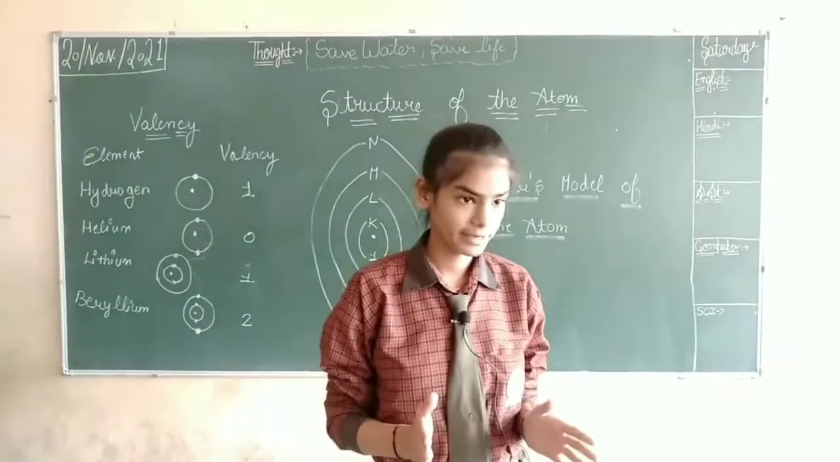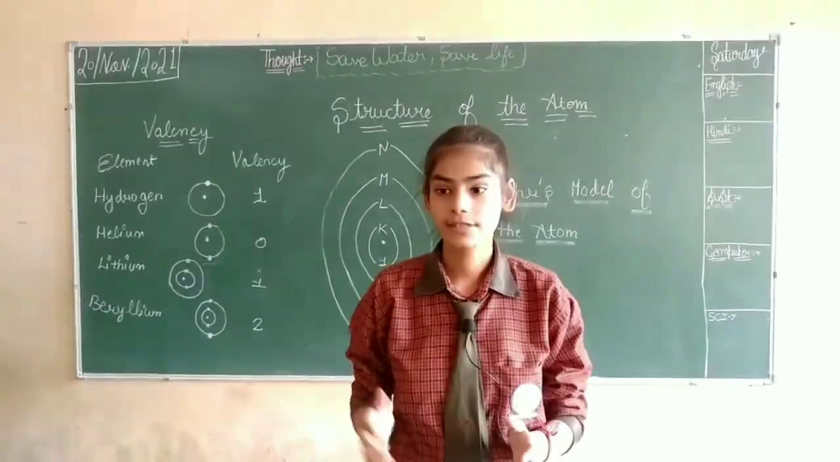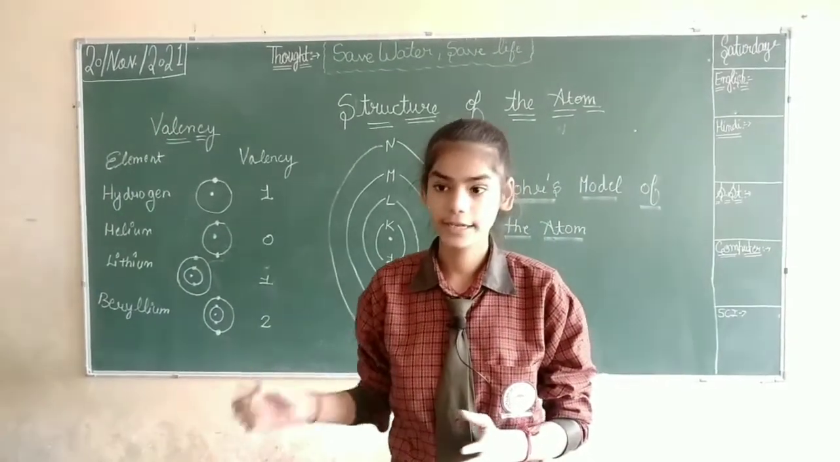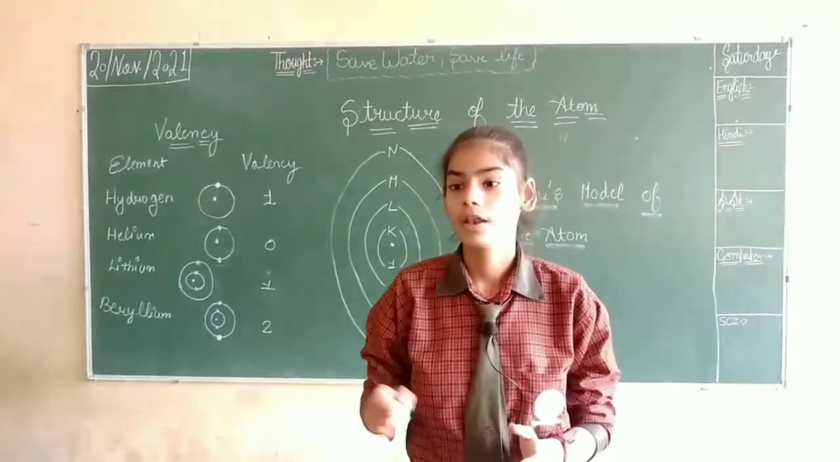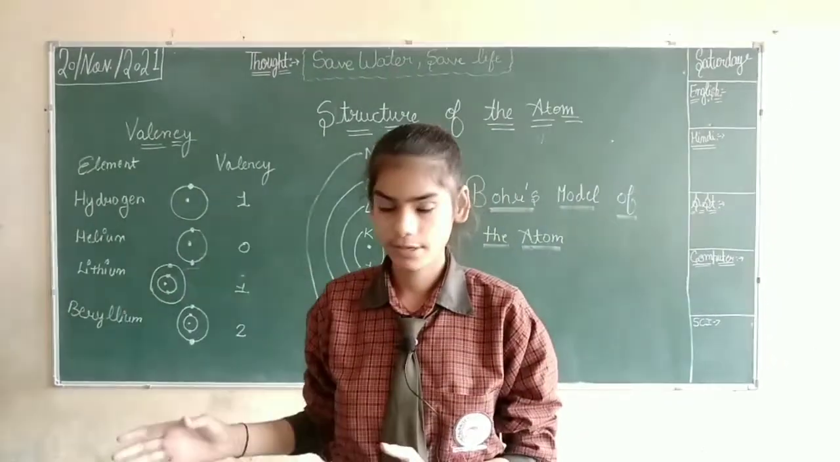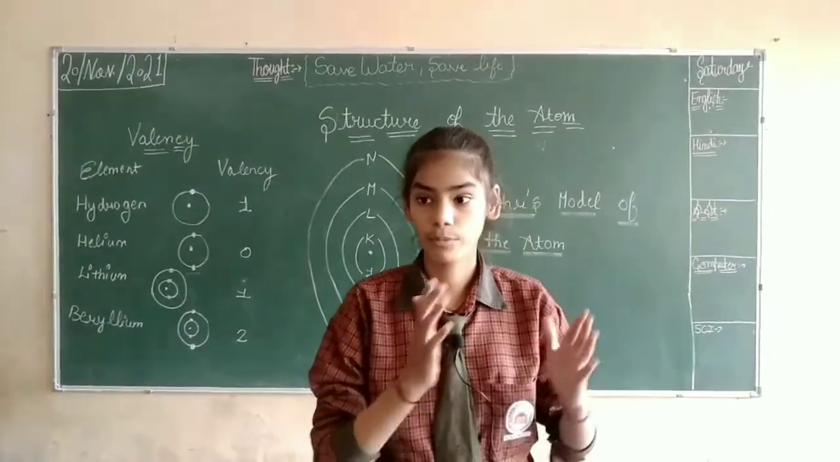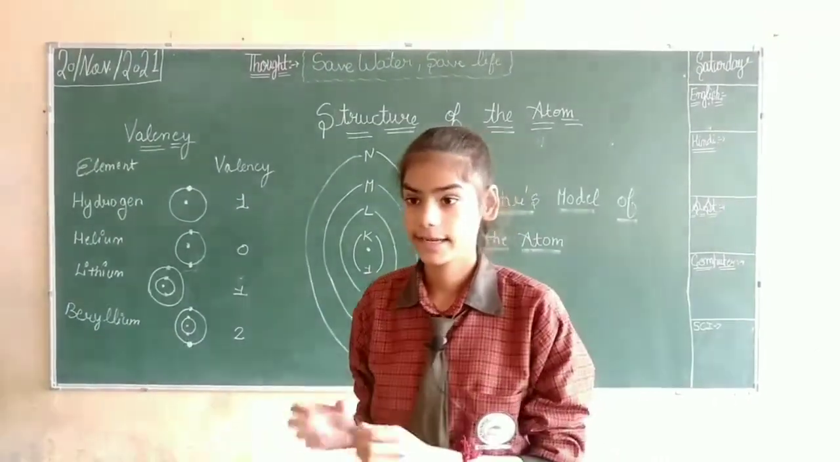Now about atomic number and mass number. Atomic number is the number of protons present in a nucleus. Now about mass number. The total number of nucleons is the mass number. Nucleons are the protons and neutrons present in an atom.